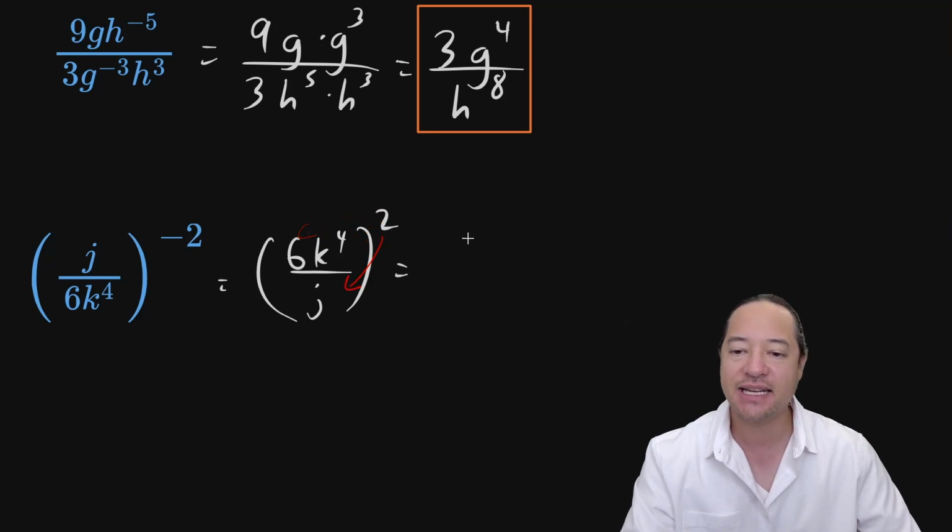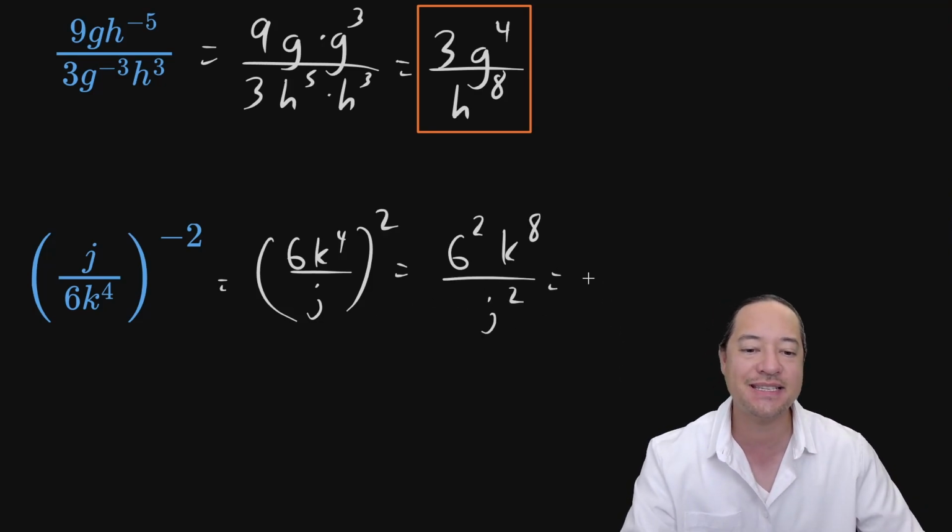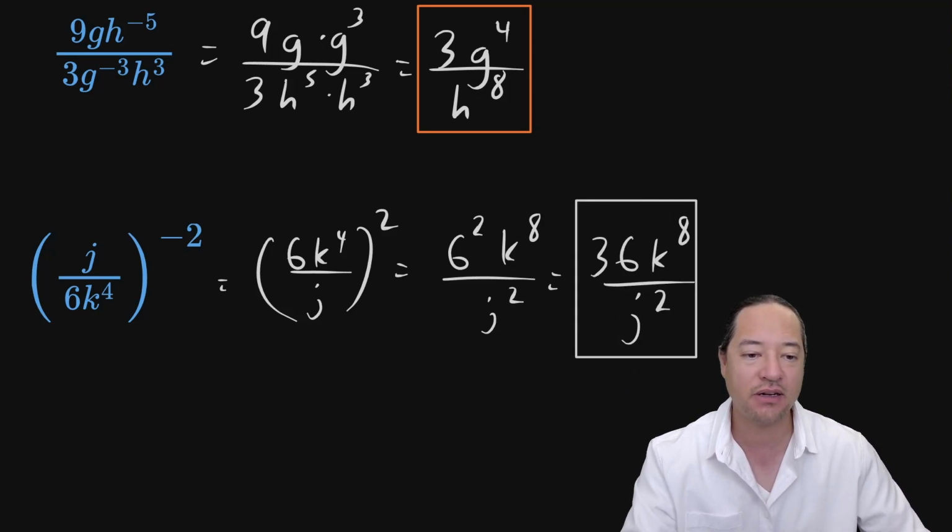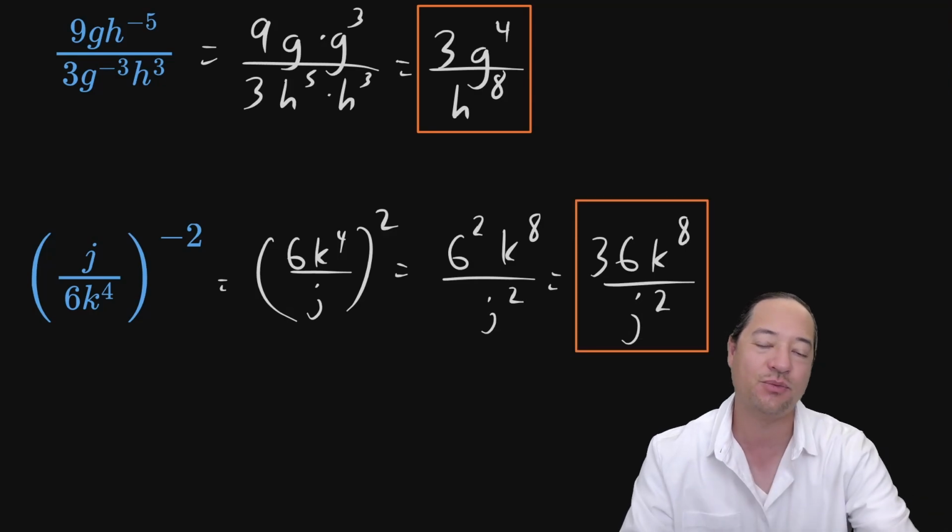So I'm going to get then 6 squared, k to the 4 times 2, well, that's 8 over j squared. And finally, 6 squared is the same as 36k to the 8th power over j squared. And now I should be done.